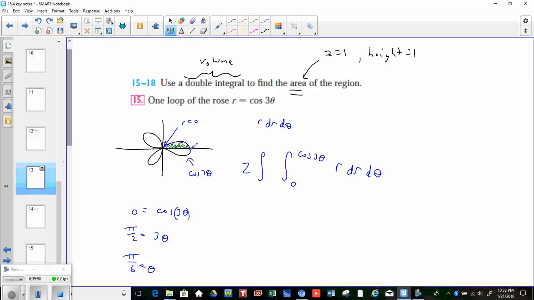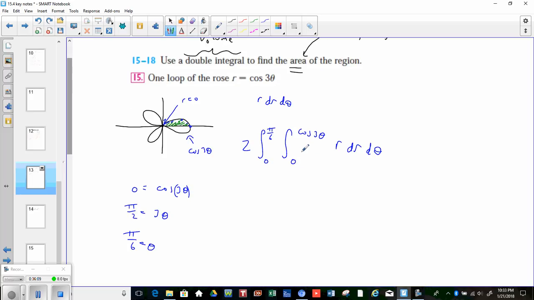So we're going to go from a radius of 0 to pi 6. I'm sorry, theta of 0 to pi 6. And then we're going to double it. And that'll give us the area of one of these loops right here. All right, and again, this one is not separable. This is not constant, so you cannot use Fubini's theorem here.